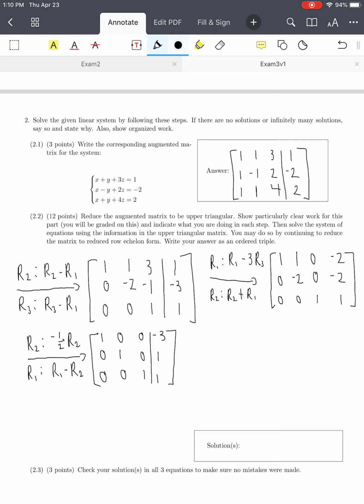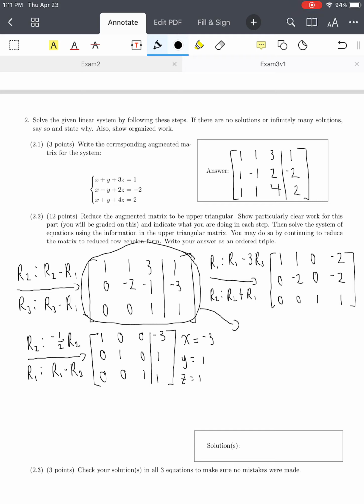Okay, this tells us that z equals 1, y equals 1, and x equals negative 3. If you didn't like doing it like that, you could have started from this point here. And let's go this way for now. If you didn't want to make it into reduced row echelon form, you could have done it from just upper triangular or row echelon form.